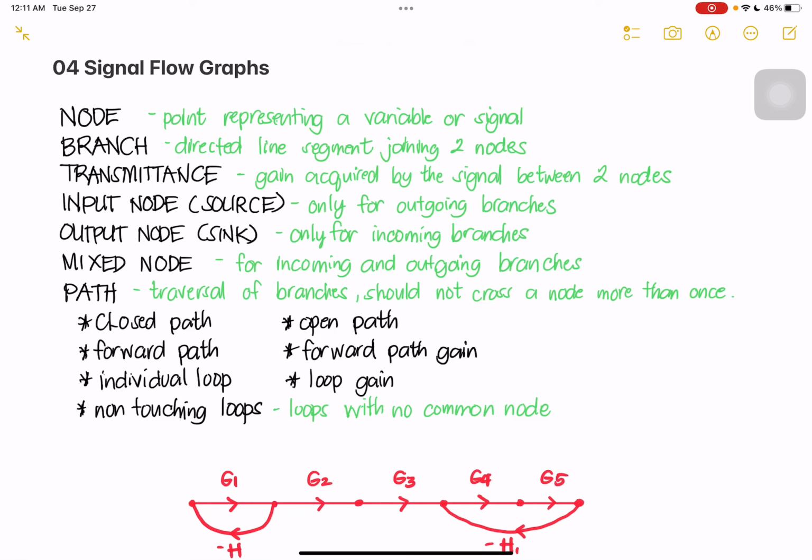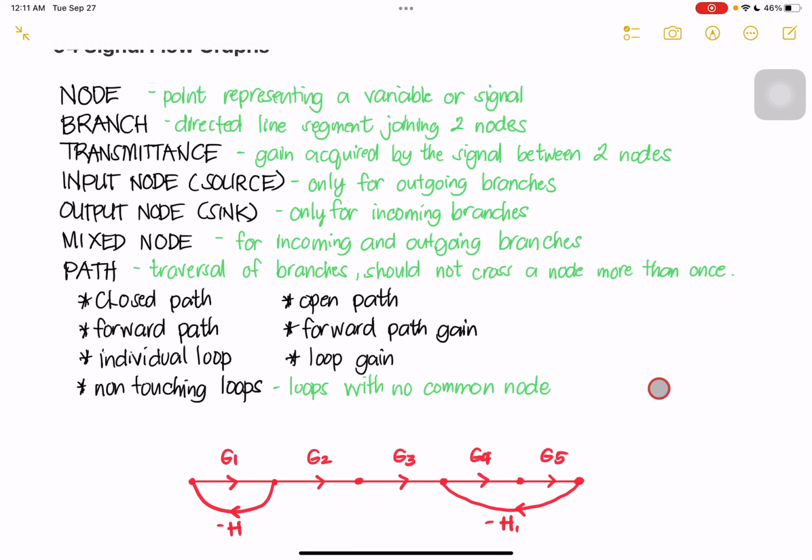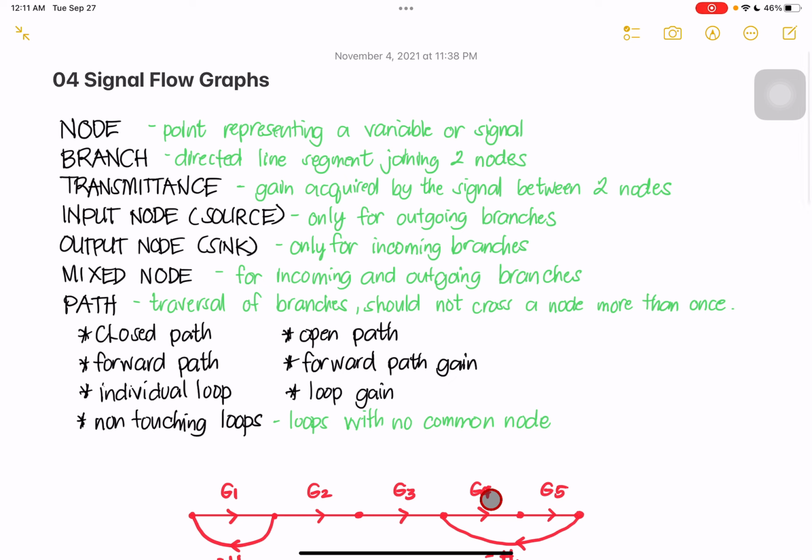Now, let's move on to signal flow graphs. So, this below is an example of a signal flow graph. Ito. So, ano ba yung parts ng signal flow graph? Kanina, before sa block diagrams, we have blocks, branch points, and summing points. Sa signal flow graphs, we have node, branch, transmittance.